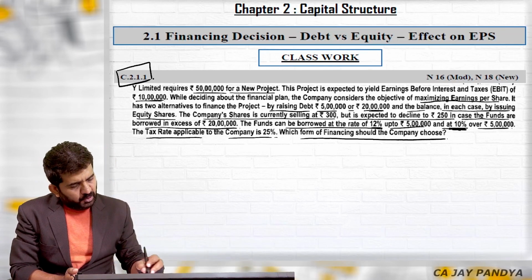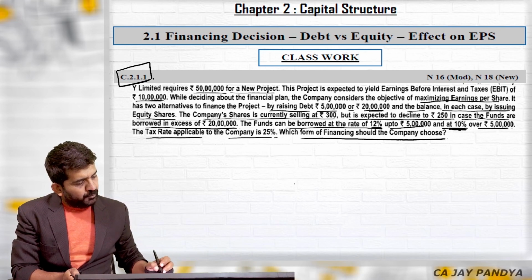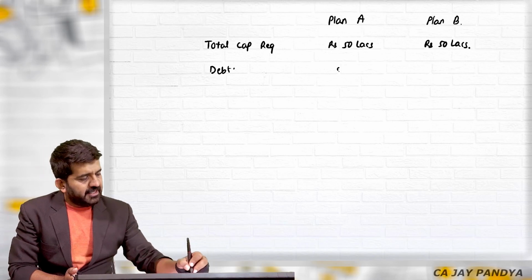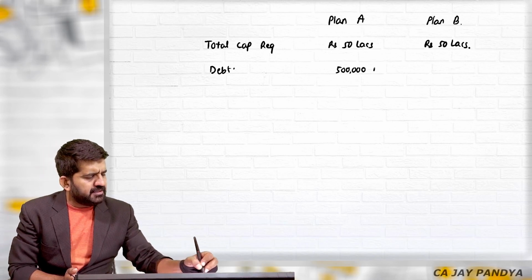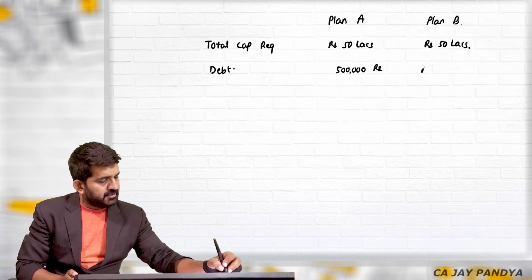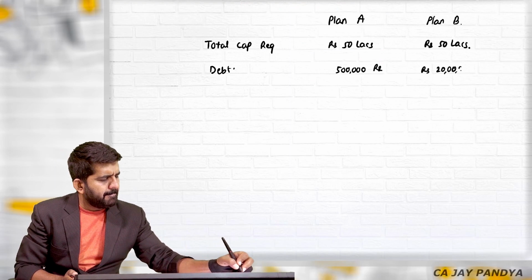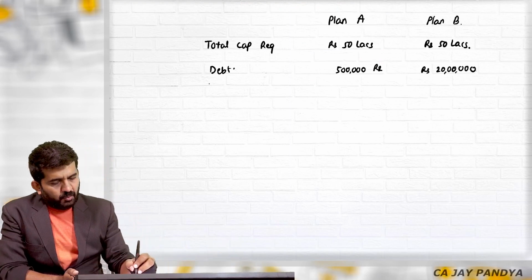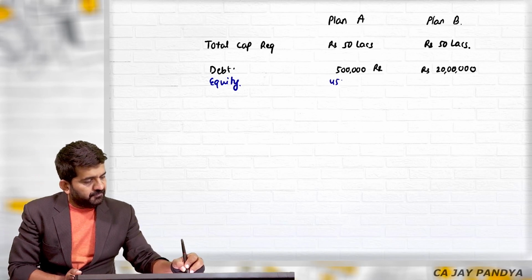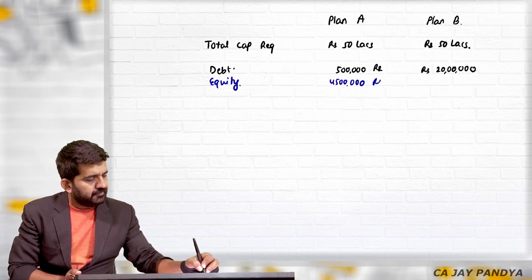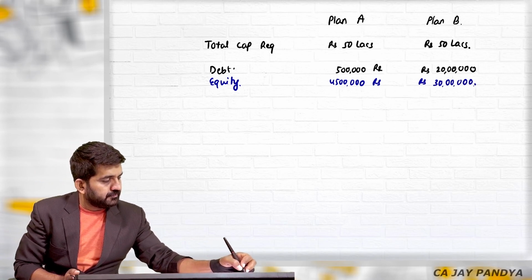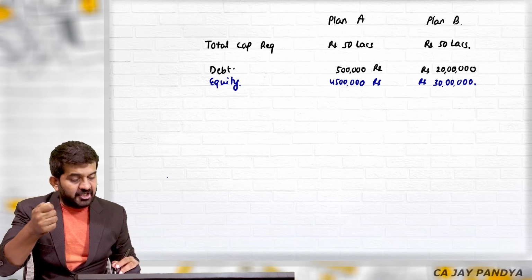Maximizing EPS, it has two alternatives. By raising 5 lakh rupees debt in plan number 1, debt proportion will be 5 lakh rupees. And in second plan it will be 20 lakhs rupees. What will be equity proportion? Balancing figure: 45 lakhs and 30 lakhs. Not given in the question, but I am writing it down.